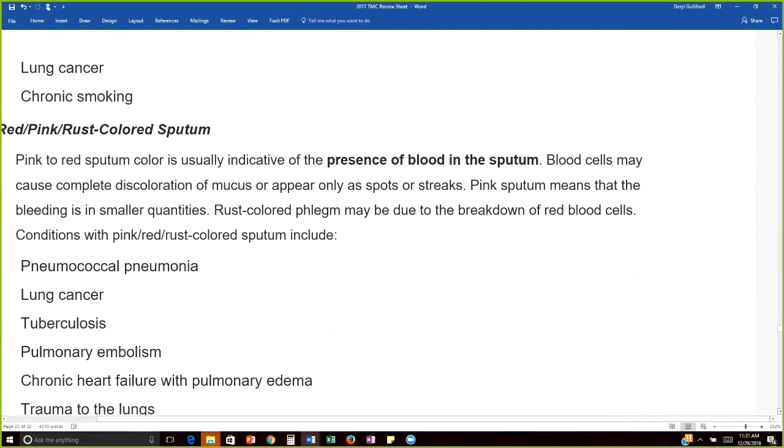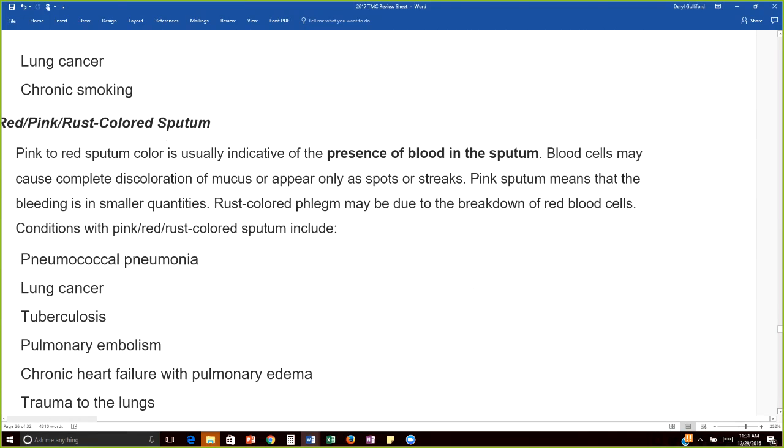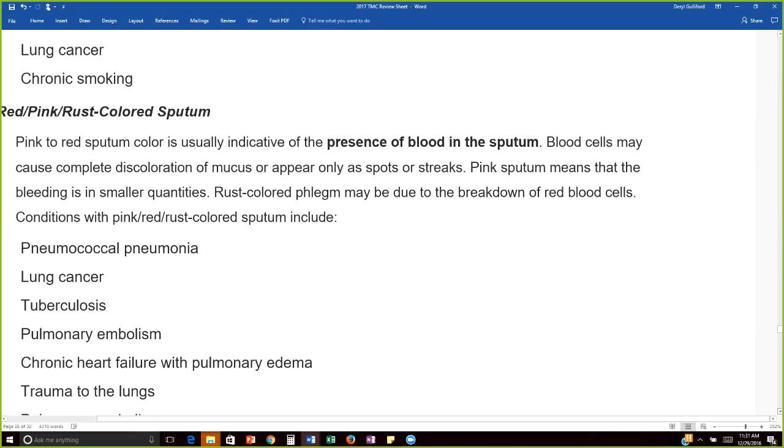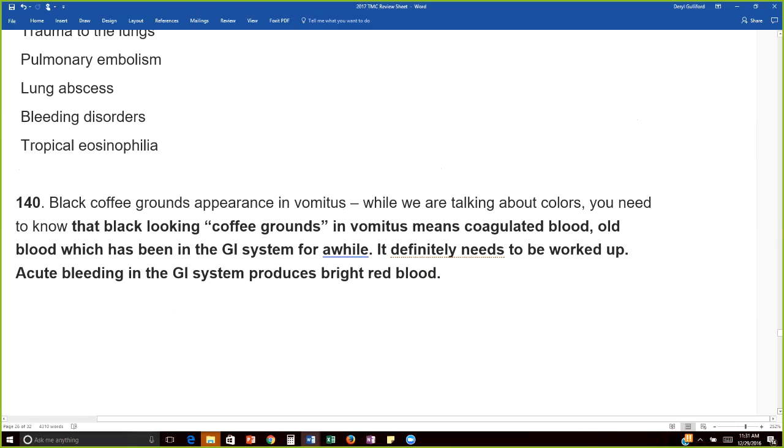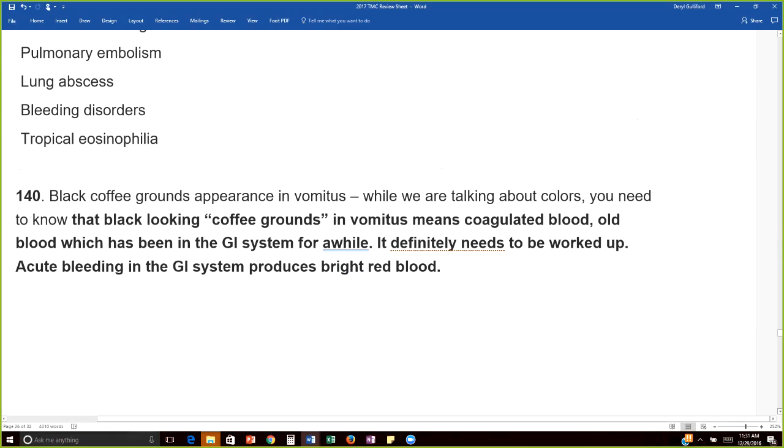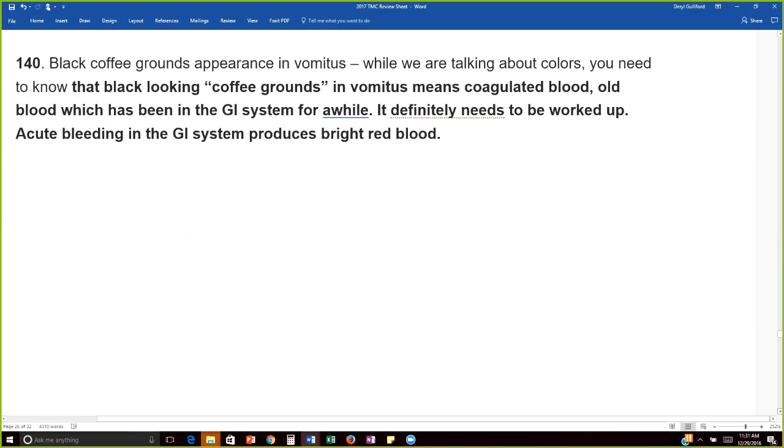Red, pink, or rust-colored sputum is the presence of blood in the sputum. That would be like active bleeding. And if the patient vomits black coffee ground looking material, then that is a GI bleed, okay? There's gastrointestinal bleeding that's been going on for a while. Acute bleeding in the GI system is bright red.